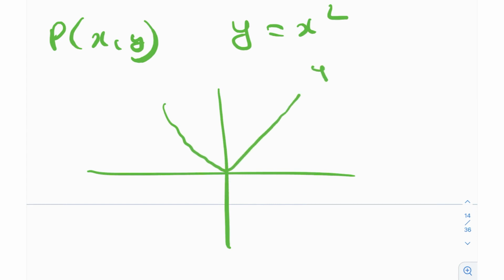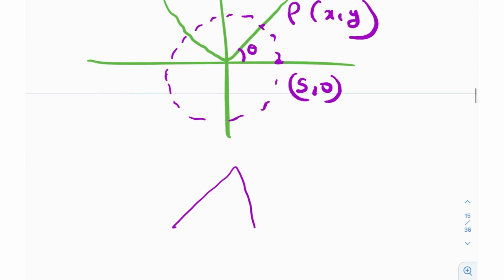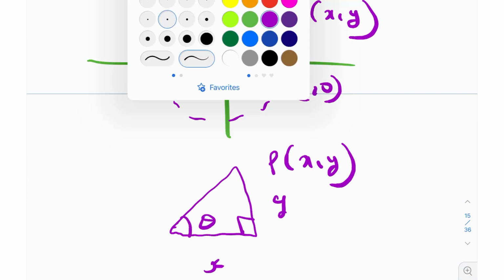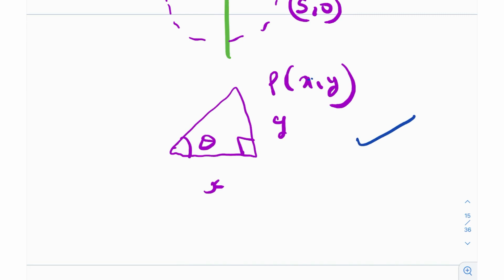This was a curve, y equals x squared. And we had this circle, which obviously passed through the point (5, 0). This was at angle theta, and this was P (x, y). So if you analyze this point P, don't you think it's forming a triangle? Where this is y, this is x, this is obviously theta. Or if you want to see it over here, you can think of it like this, where this is indeed a right angle triangle. That is how it would look in the figure, but what I've drawn over here is an enlarged version of that.